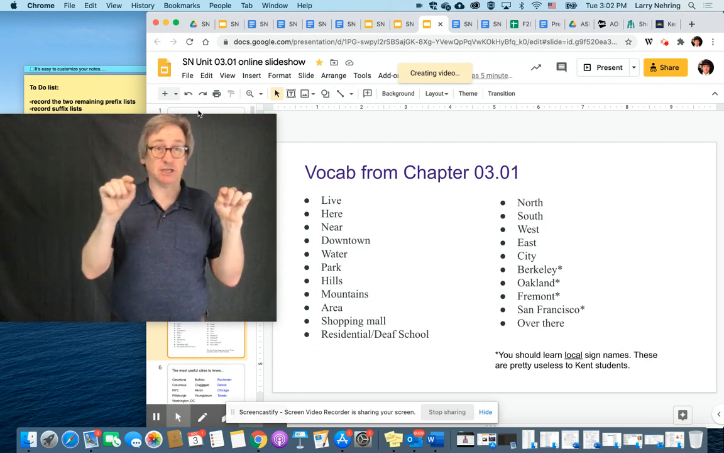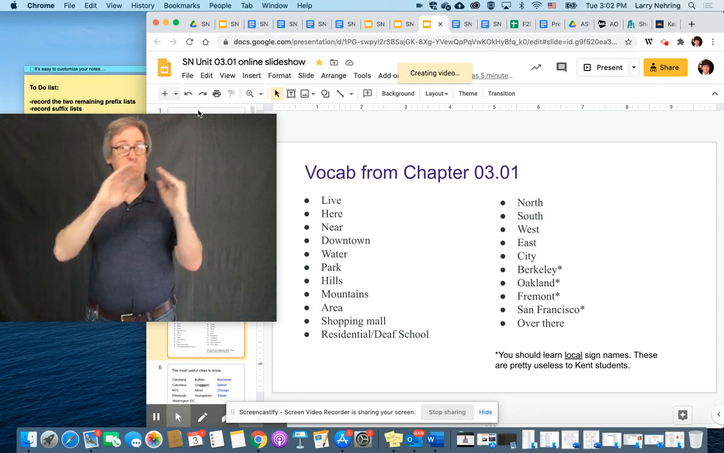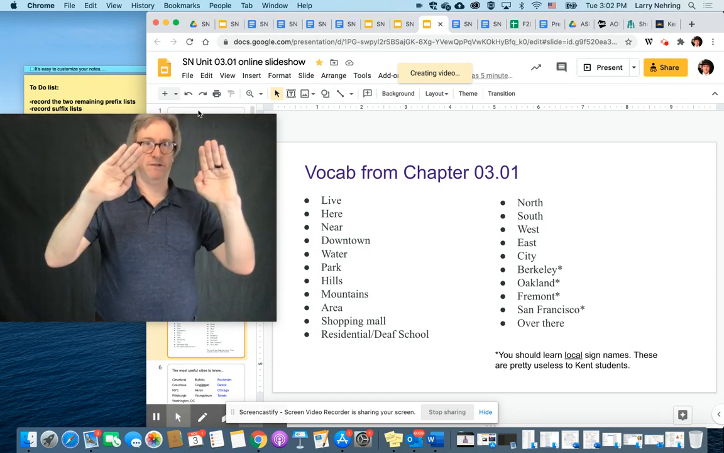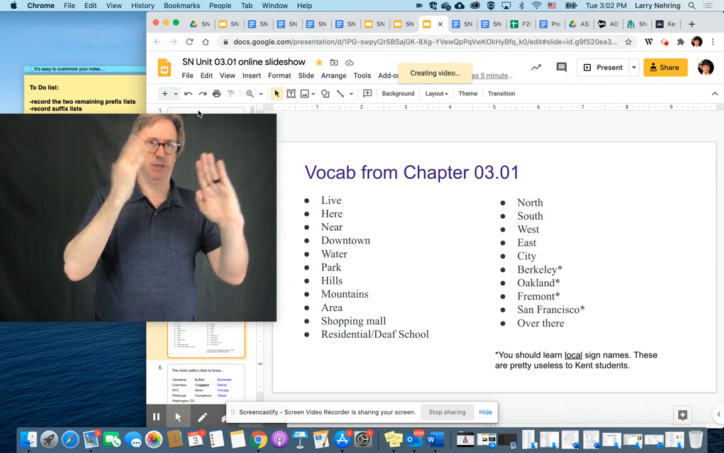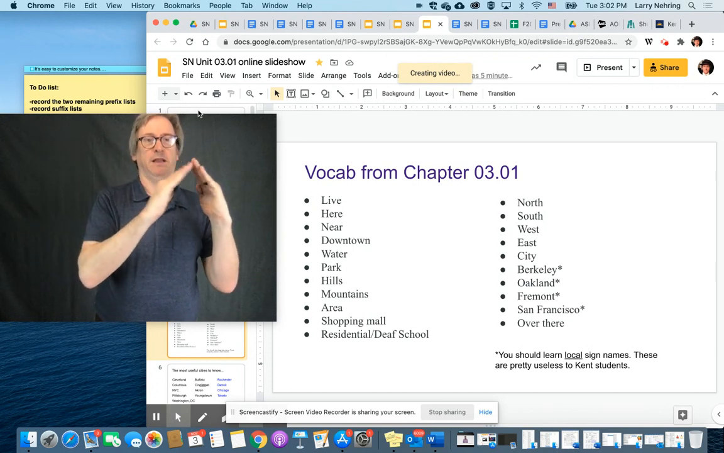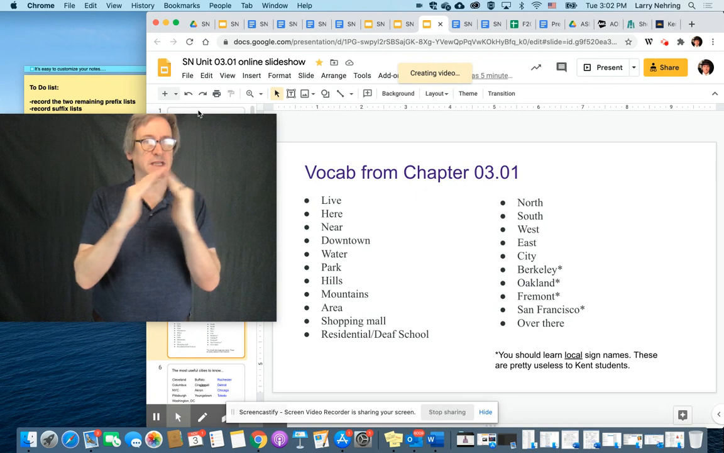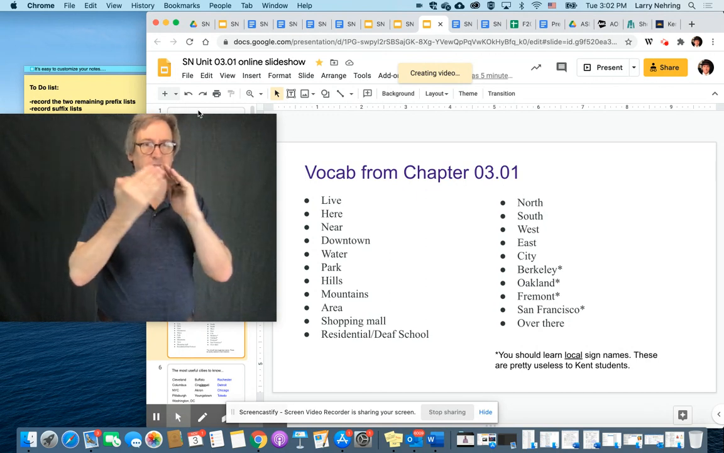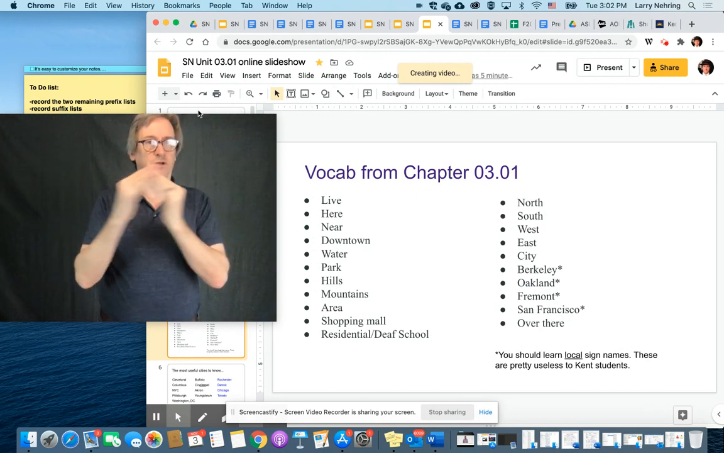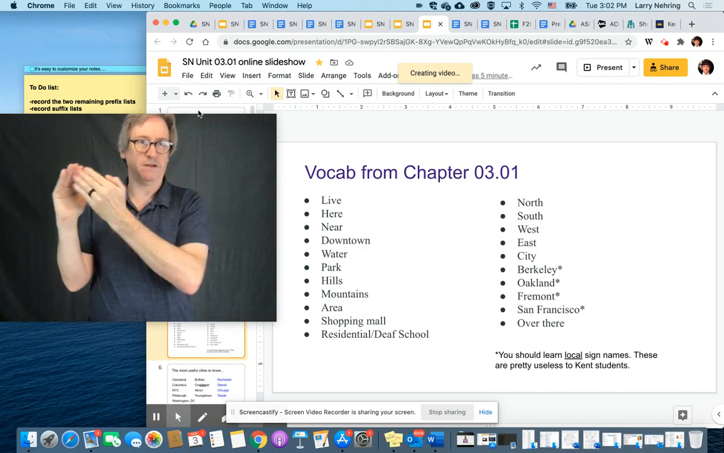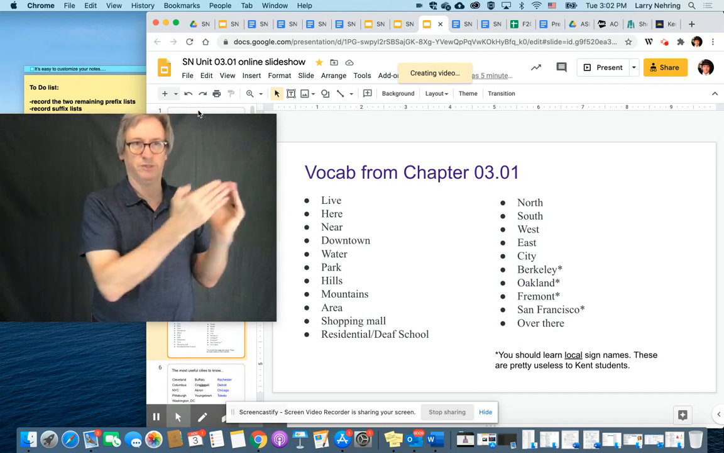Downtown. Downtown is actually the same sign as city, and you take the flat hands, like blade hands, and you're making little houses. Sometimes you'll see it like this. Sometimes you'll see it alternating. Sometimes you'll see it just as kind of swishes by like that.